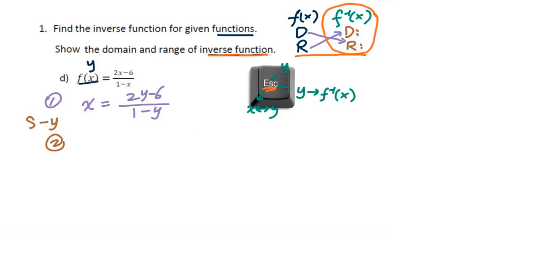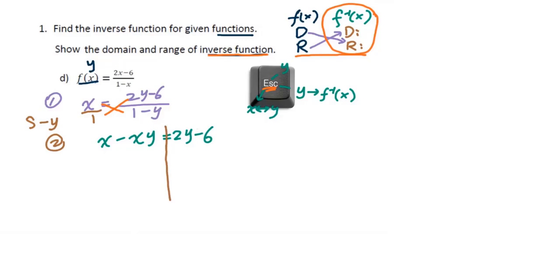Since this is a fraction, we get rid of the fraction by cross multiplying. x times 1 is x. x times negative y is minus xy, equals 1 times 2y, that's 2y. 1 times negative 6 is minus 6. Since we solve for y, this is a linear pattern equation.